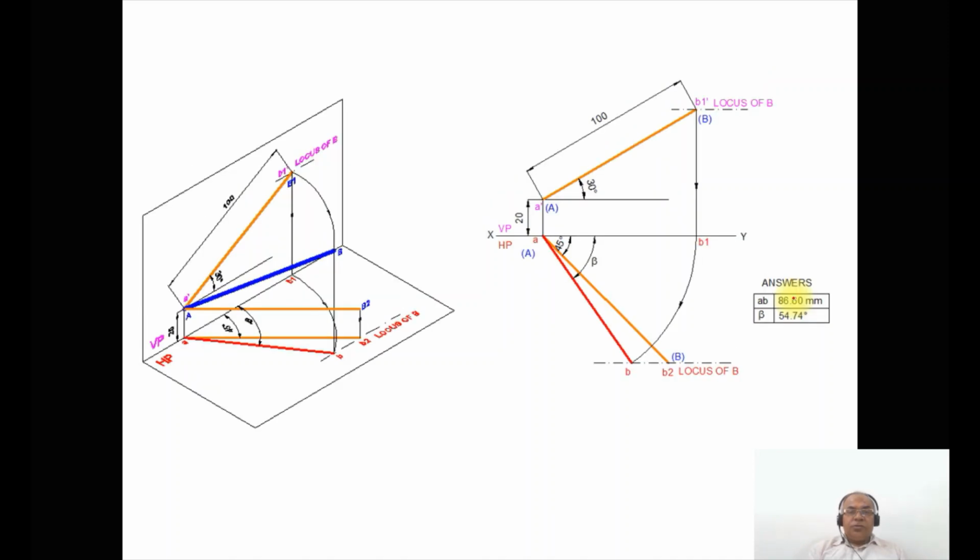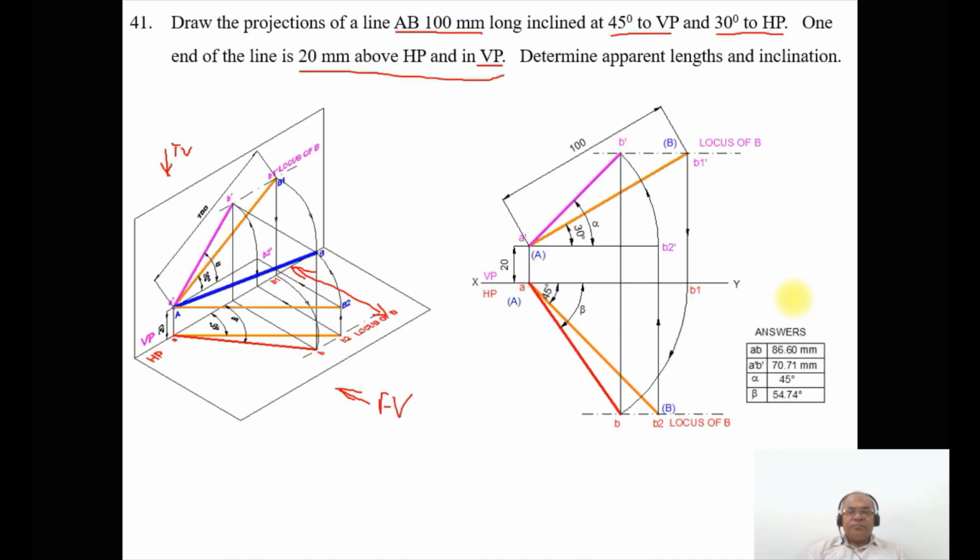Now if you want to draw this using the sketchbook, how do you start the drawing? First we draw the xy line, and you mark VP and HP. Then you take any point on the xy line, because point A is on VP and 20 mm above HP, and you mark this point as small a. Then draw a vertical projector to the front view, measure a distance of 20 mm, and mark this point.